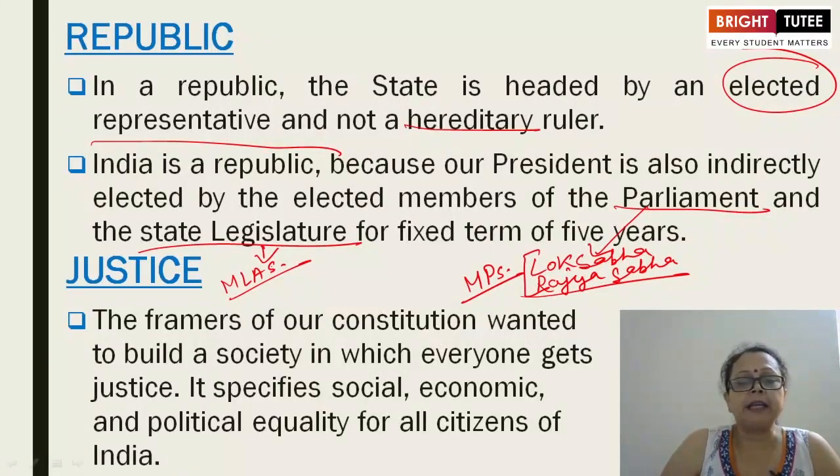We do not have any hereditary ruler. All these rulers are directly or indirectly elected by the people for a fixed period of 5 years.